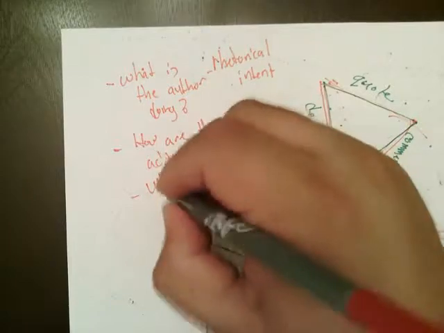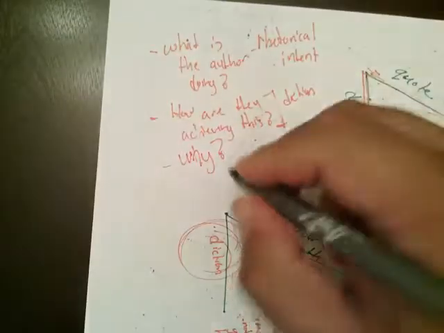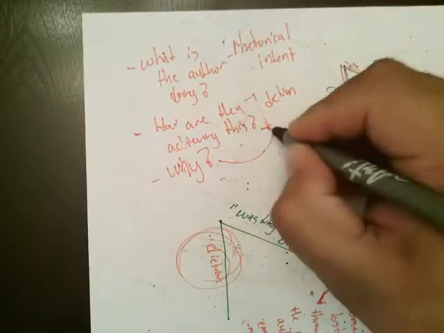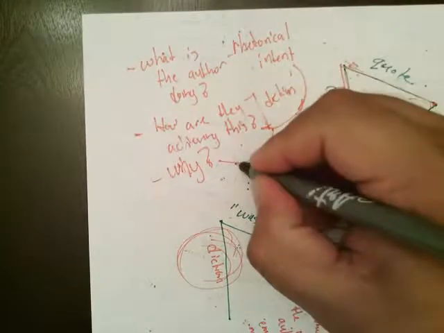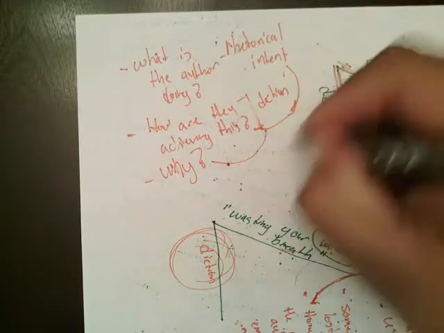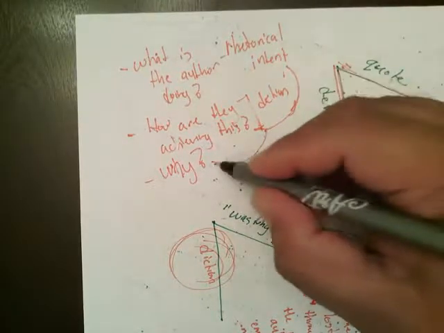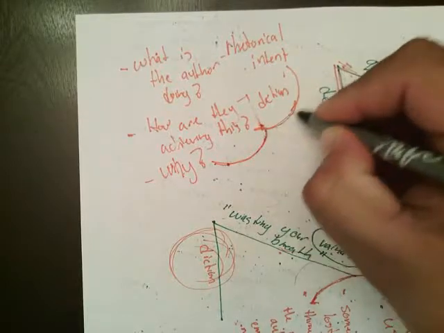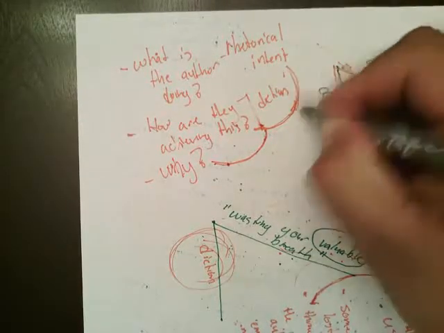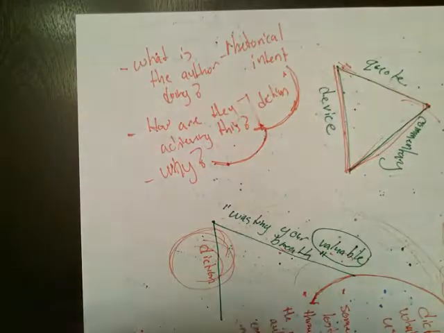Oh, I'm running out of ink here. Is why. Why are they using this device to accomplish this goal? Why is this effective? Or is it not effective? Sometimes you can comment on that as well. But why did the author use the word valuable to achieve their overall intent? That's what we're thinking here.